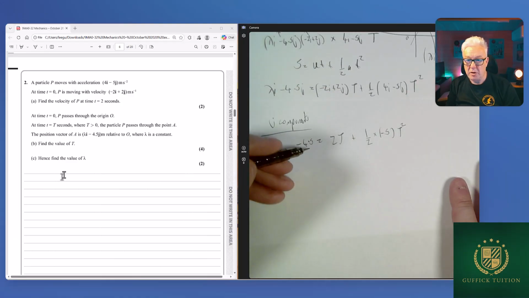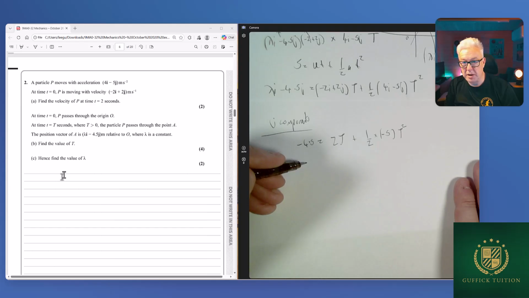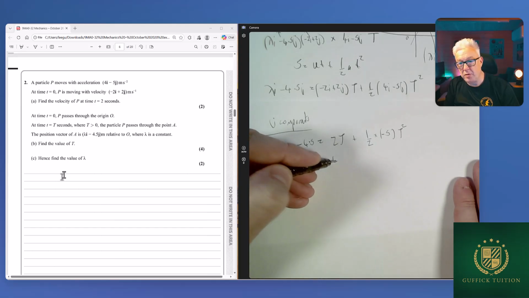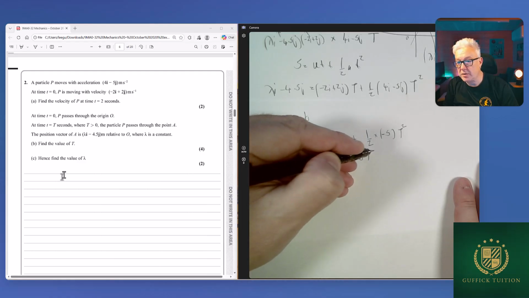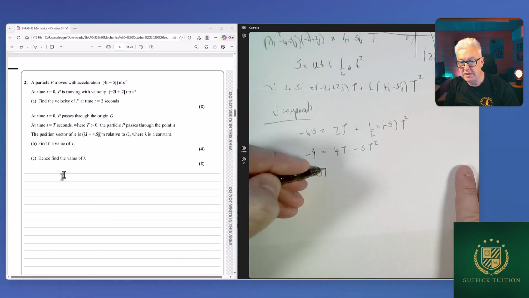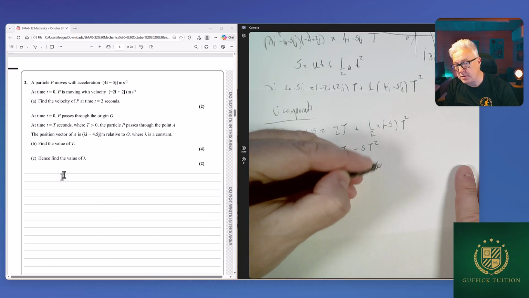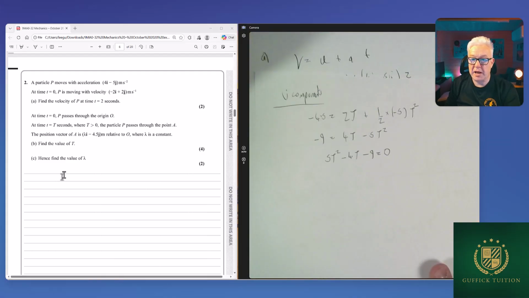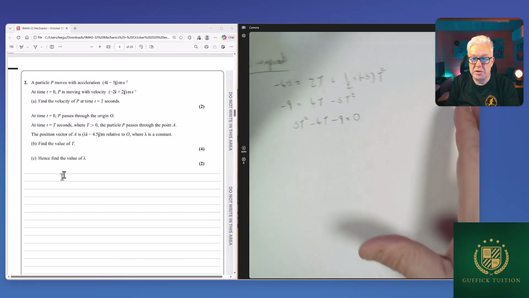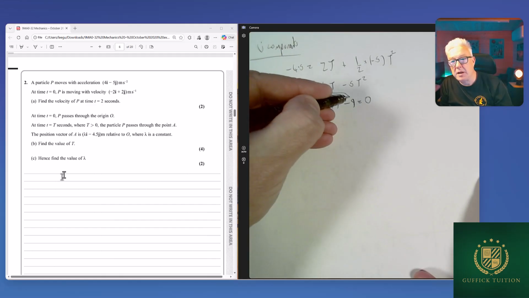Okay, there we go. Let's times everything by 2 in order to make this easier to solve. So that's going to be minus 9 is going to equal 4t minus 5t squared. So 5t squared minus 4t minus 9 is equal to 0. This can be factorized. We could probably put this into our calculators, but why don't we just do a little bit of the old rainbow split just for a bit of fun? Here we go.